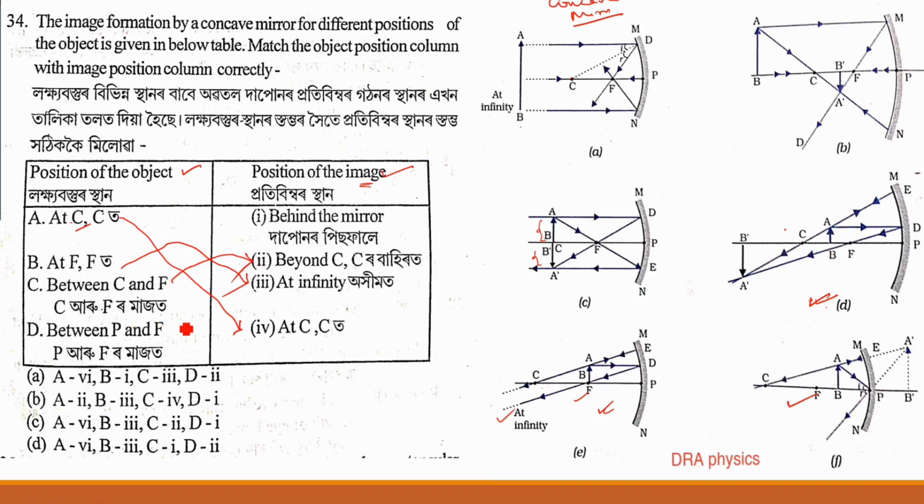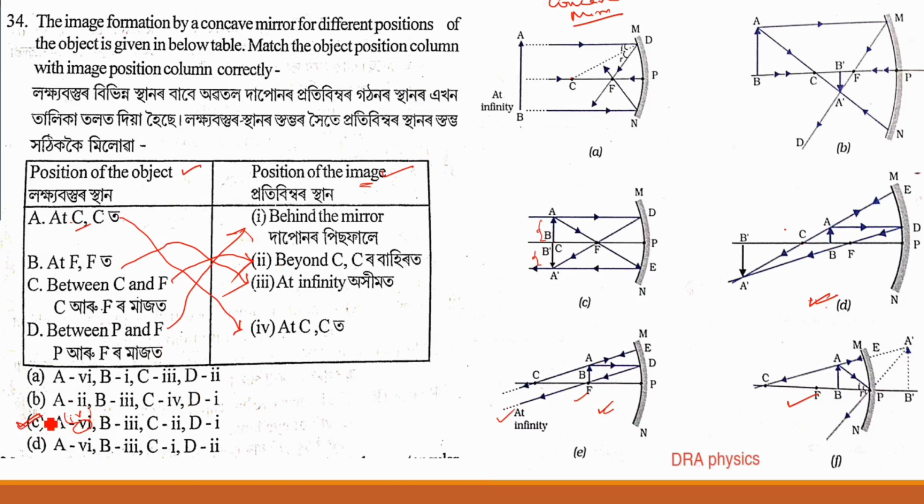So our correct option will be what? At C is 4. At F is 3. B we are getting 3. C we are getting 2, and D we are getting 1. A is 4. Okay, A we are getting 4. So our correct option will be C.